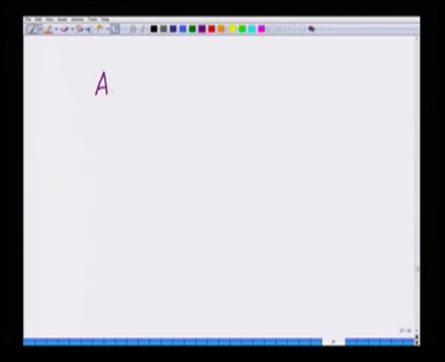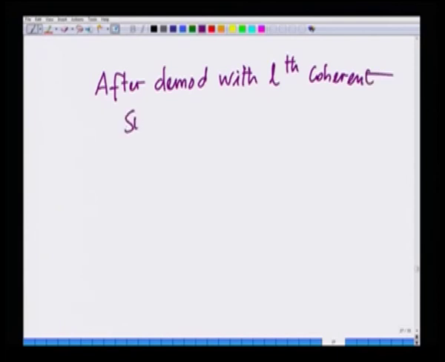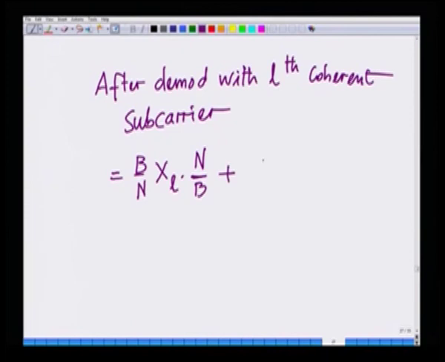What we have after demodulation with the Lth coherent subcarrier is B over N into X_L into the integral N over B, plus rest all subcarriers give 0, hence this results in X_L.